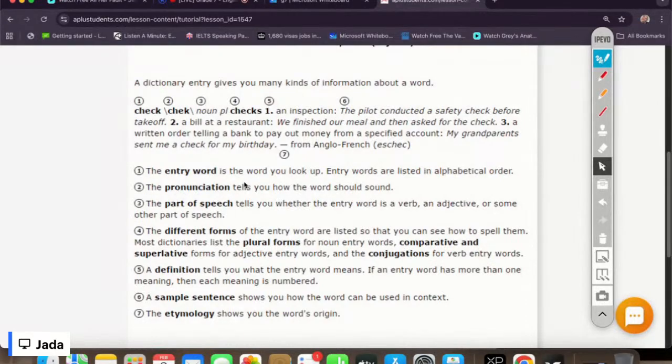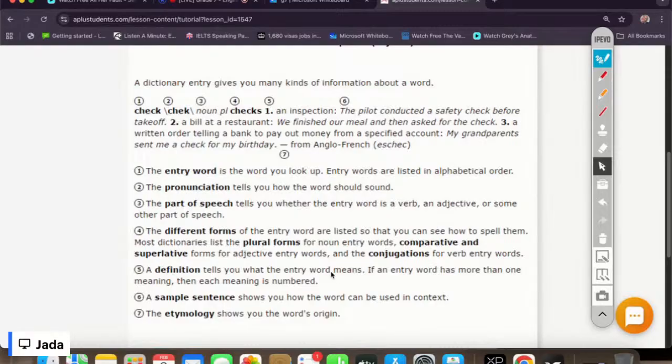So we have the entry word is the word you look up. Entry words are listed in alphabetical order. Then pronunciation tells you how the word should sound, like this here, check. Okay. The part of speech tells you whether the entry word is a verb, an adjective, or some part of speech. So it tells us now here. Then the different forms of the entry words are listed so that you can see how to spell them. Most dictionaries list the plural forms for noun entry words, comparative and superlative form for adjective entry words, and the conjugation for verb entry words.